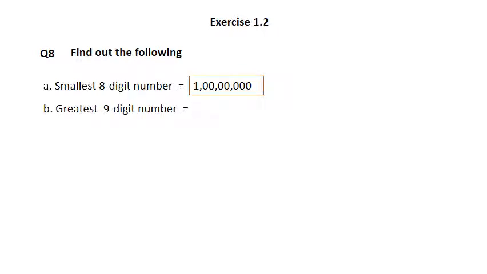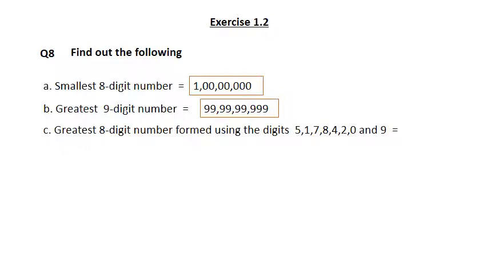Next one is the greatest 9-digit number. Now what is the greatest 1-digit number? 9. What is the greatest 2-digit number? 99. So similarly, for the greatest 9-digit number we are going to write 9 nine times. See here, we have written the greatest 9-digit number. So your answer is 99 crores, 99 lakhs, 99,999.